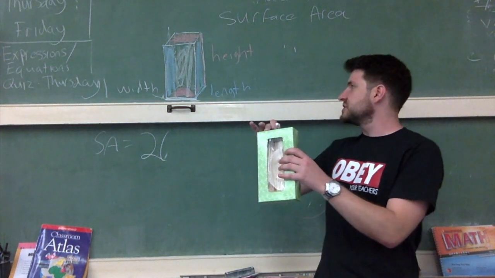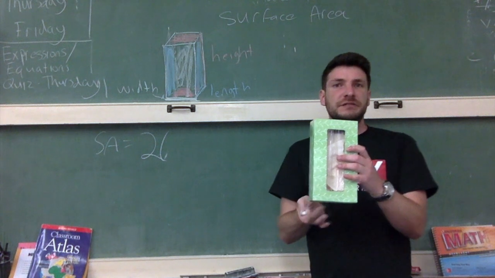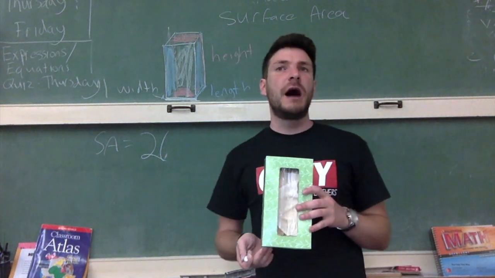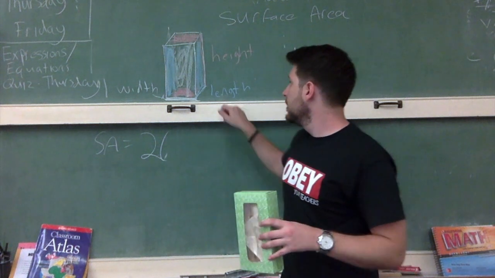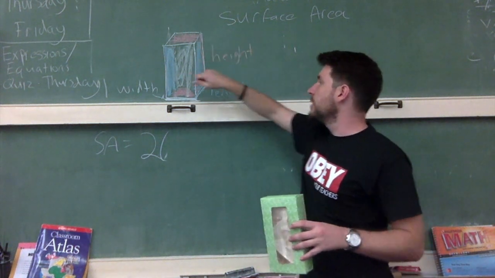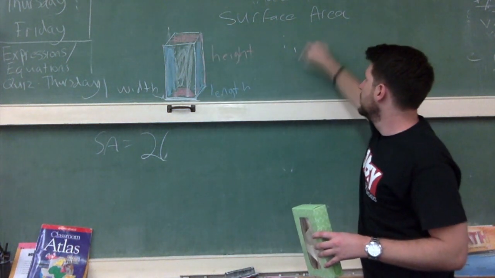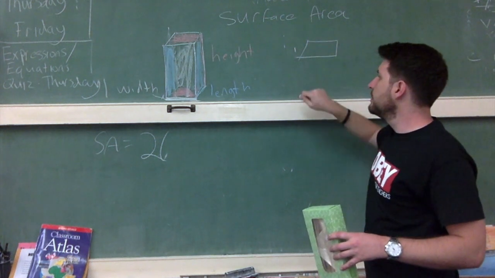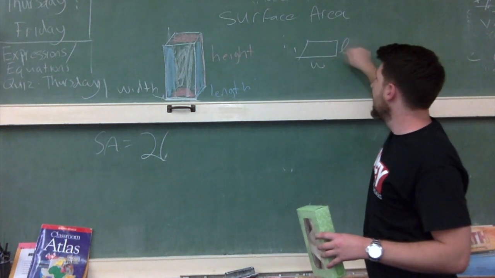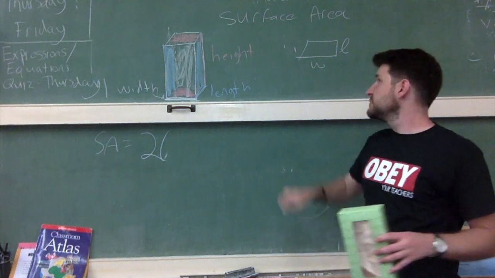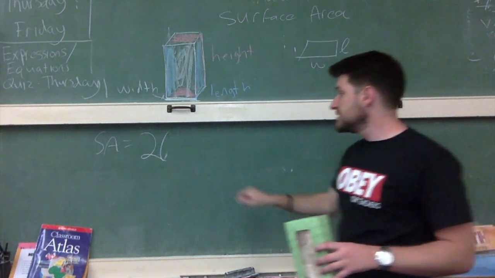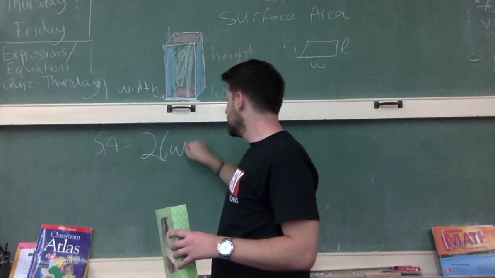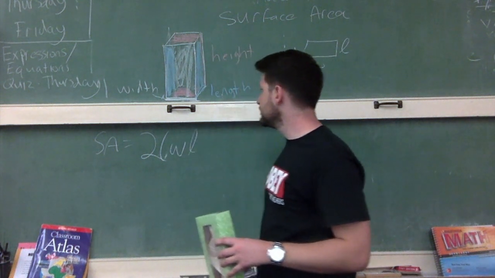So let's start with the top and the bottom. To find the area of the top and the bottom, we want to multiply. So the top and the bottom is this red square right here. I'll even draw this out. It's this part right here. We want to multiply the width and the length. That's how we find the area of this guy. And there's 2 of them, there's the top and the bottom. So we'll multiply the width times the length.